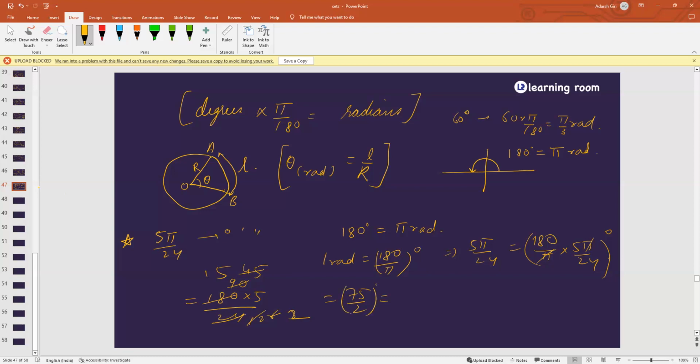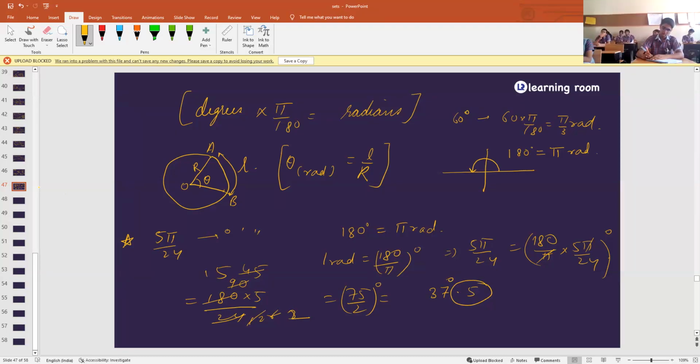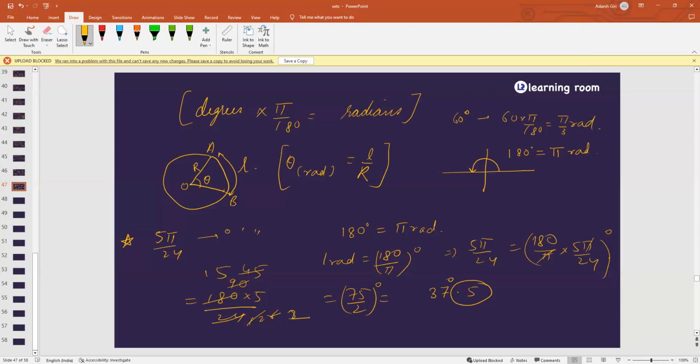Now we have to expand it. How will we expand it? First we'll be dividing it. So it is 75 divided by 2. How much would it be? 37.5. Now this 0.5 we have to convert into minutes. So 0.5 into 60. How much would it be? 30. Yes, sir. So it will be 37 degrees and 30 minutes. And now since it is over, so 00 seconds. This is how we have to represent it. Understood?